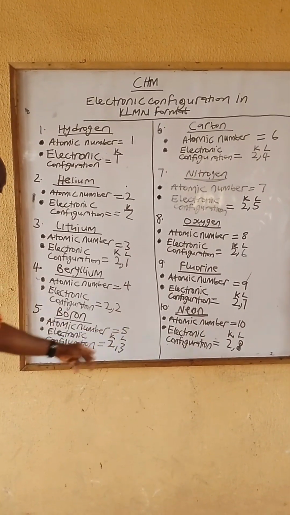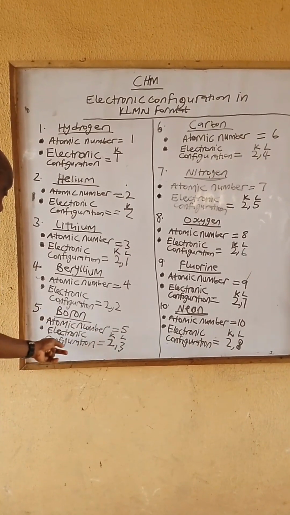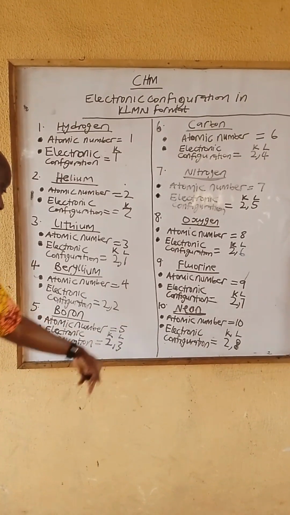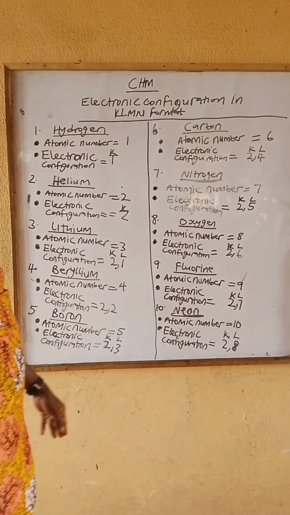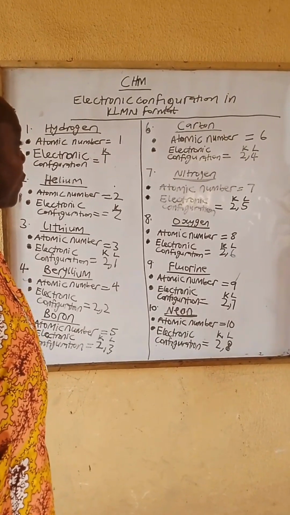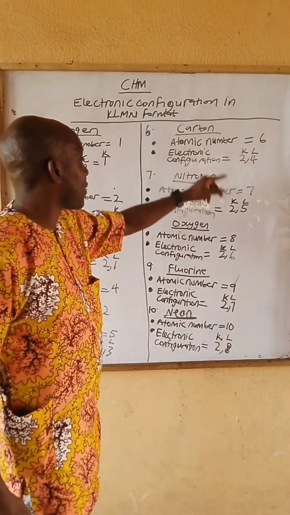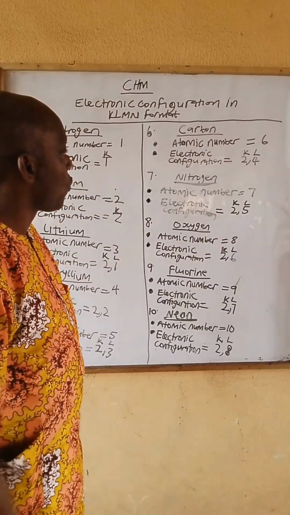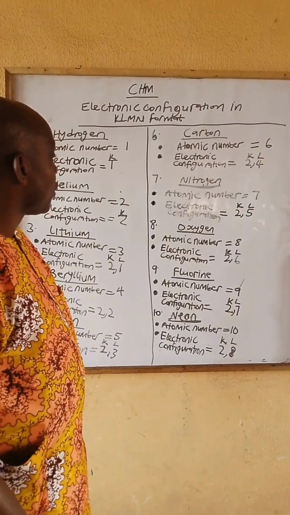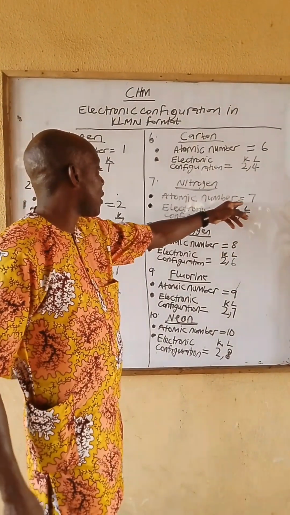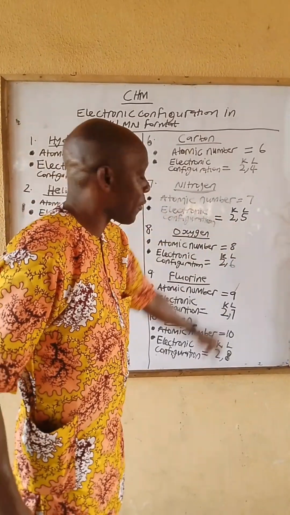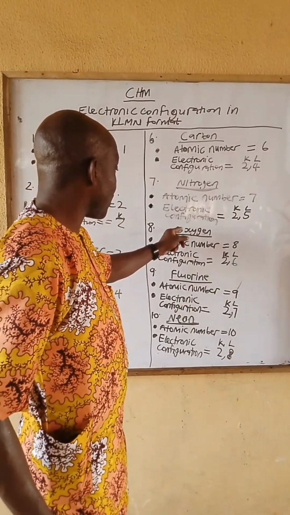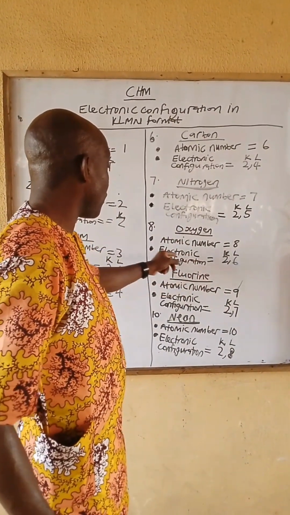Boron, atomic number is 5. You still have K and L shell in boron because the electronic configuration will be 2, 3. When you add 2 to 3, you have 5. Carbon, the 6th element of the periodic table, atomic number 6, has the configuration 2 and 4. So that will still be K and L shell. Nitrogen, atomic number is 7, so electronic configuration will be 2 and 5. For oxygen, atomic number is 8, the electronic configuration will be 2, 6.